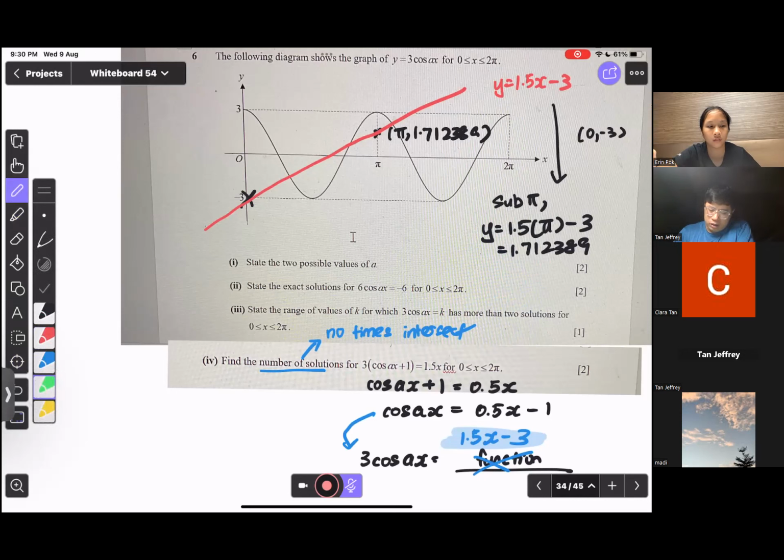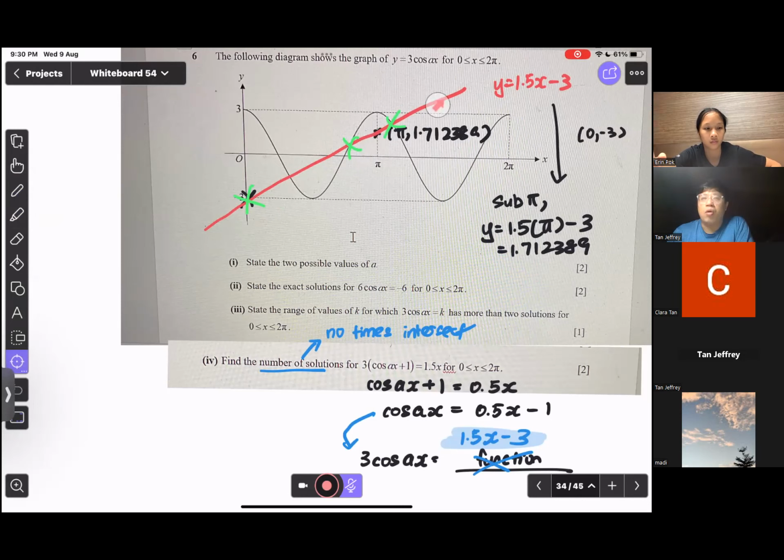Okay. And then you should have your 1, 2, 3. Your gradient should be correct. The position of your line should be correct. As long as you plot 2 points carefully and you draw a line past these 2 points, your number of times intersecting should be correct.